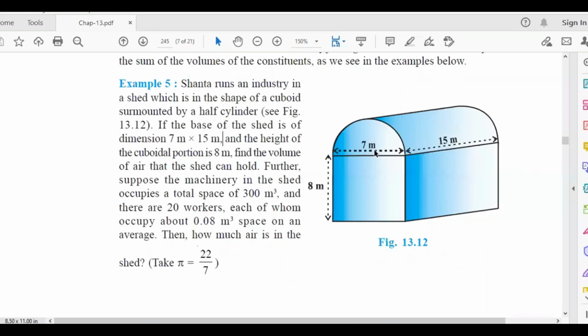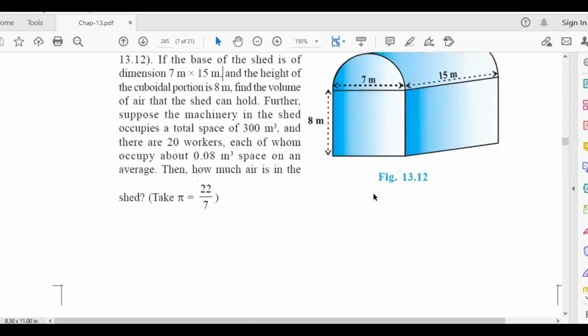And to find the volume of the cylinder, are all the measures given? Yes, the diameter is given. The diameter will be 7, so the radius will be its half, and the height is the same 15. So R and H are given. The formula is pi R square H. Pi we all know, R and H are given. Then we want to take only half. So it is solved here.